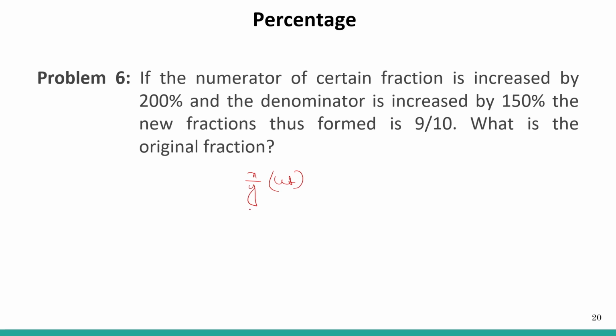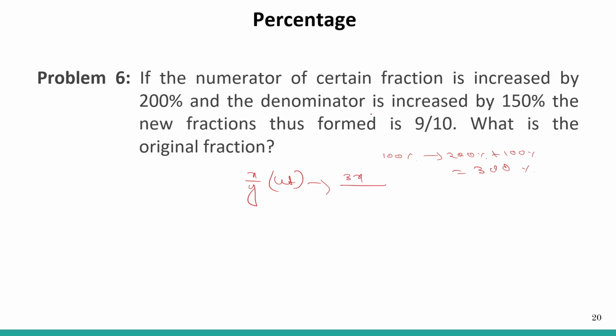So if the numerator of the certain fraction is increased by 200%, so let's increase the numerator by 200%, it will become 3x. If it was 100% and we increase it by 200%, it will become 300%. So it will become 3 times. So I can write it as 3x.